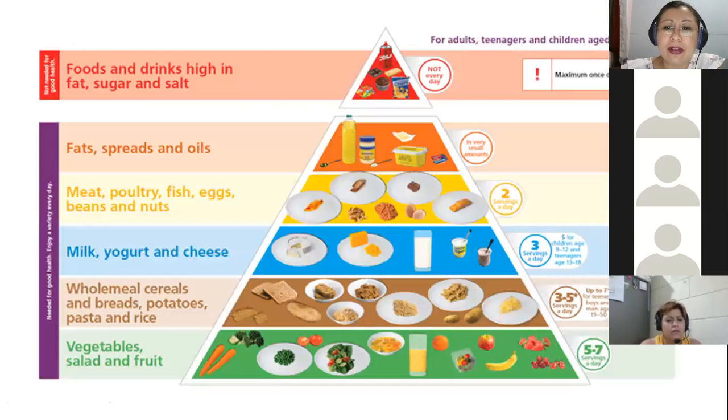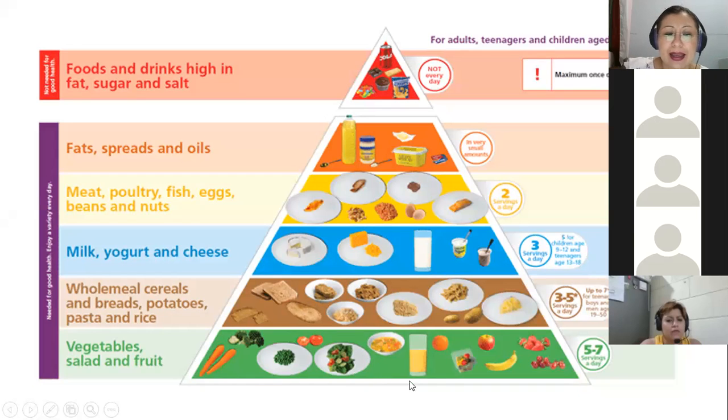And here I have another pyramid that is a little bit different. Vean, esta es un poquito diferente. Because it says that you should have vegetables, salad, and fruits, 5 to 7 servings a day, okay? So they consider this is the basics, or this is the base of the pyramid. Maybe they are vegetarians or vegans, ¿verdad? Tal vez las personas que son 100% vegetarianas o veganas lo ven así también, ¿verdad? Pero se parece bastante a la otra.